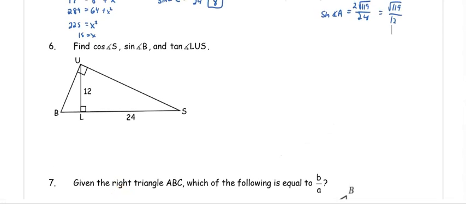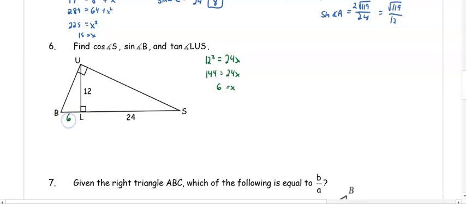In number 6, we want to find the cosine of S, the sine of angle B, and the tangent of LUS. So before we do that, we need to find some of the missing sides in our triangle. First I'm going to find BL by using the altitude hypotenuse theorems. So I can do 12 squared equals 24 times x. 144 equals 24x. When we divide, x is 6.